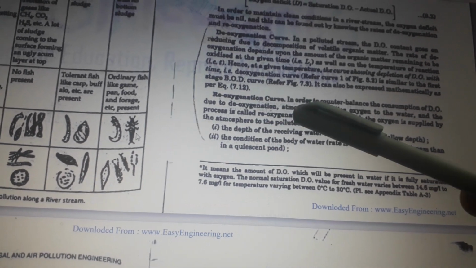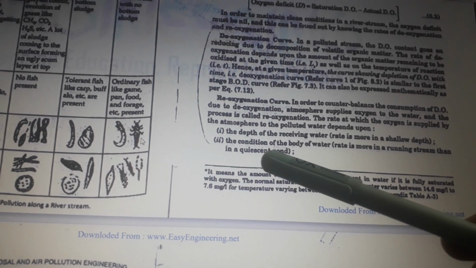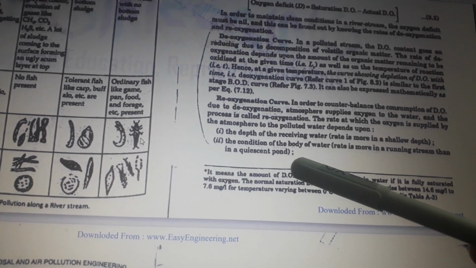Reoxygenation curve. In order to counterbalance the consumption of dissolved oxygen due to deoxygenation, the atmosphere supplies oxygen to water, and the process is called reoxygenation. The rate at which oxygen is supplied by the atmosphere to the polluted water depends upon the depth of receiving water; rate is more in shallow depth. It also depends on the condition of the body of water; rate is more in a running stream than in a quiescent pond.